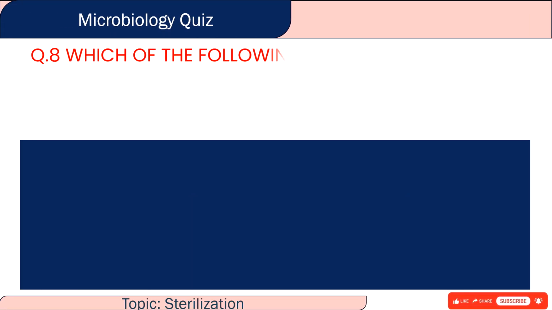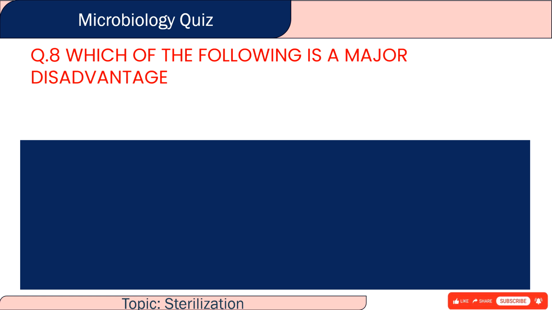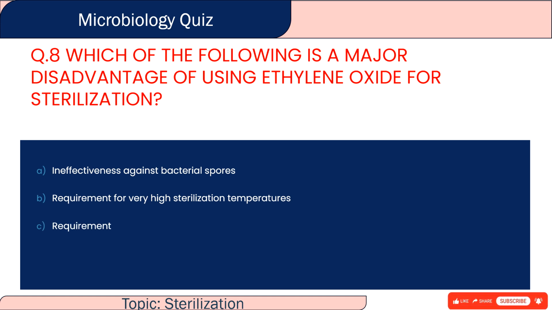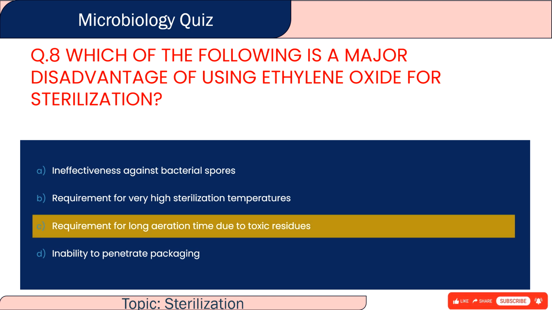Question number 8. Which of the following is a major disadvantage of using ethylene oxide for sterilization? A. Ineffectiveness against bacterial spores. B. Requirement for very high sterilization temperatures. C. Requirement for long aeration time due to toxic residues. D. Inability to penetrate packaging. Answer is C.